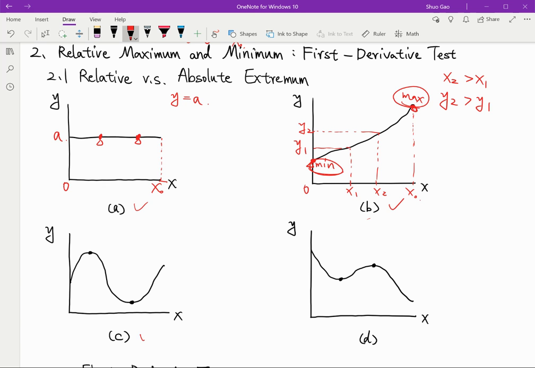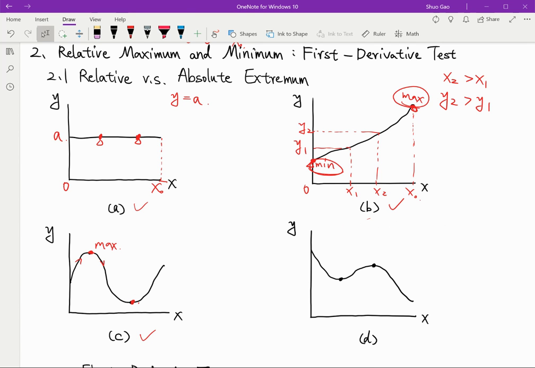For graph C, it's not a strictly increasing function, right? Because the function first increases and then decreases and then increases again. But we can see that we reach a peak here and then a trough here. At the peak, the value of y first increases and then decreases. We call this the maximum here.